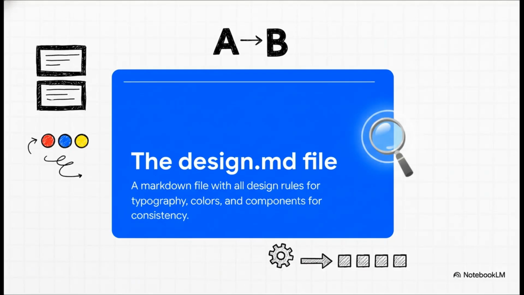First, let's talk about a feature that is genuinely revolutionary. Stitch automatically creates something called a Design.md file. This is basically your entire design system, but in a simple text file. It spells out all the rules for your colors, your fonts, your spacing. For keeping a design consistent, this is a massive deal. It could be a huge time saver for any development team.